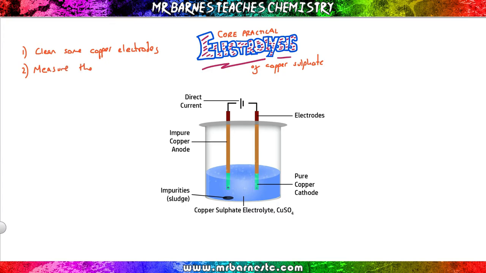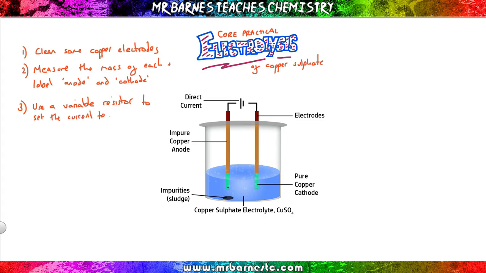So we've cleaned our copper electrodes. We then need to measure the mass and label one anode and one cathode. The next thing is we want to get a variable resistor and make sure the current is set to 0.2 amps. Now a variable resistor is something that keeps the current constant. So it doesn't matter if it's 0.2, 0.4, it will keep it at that current.